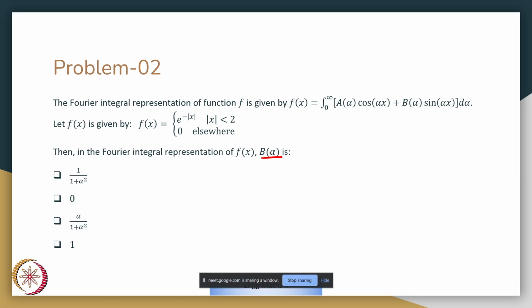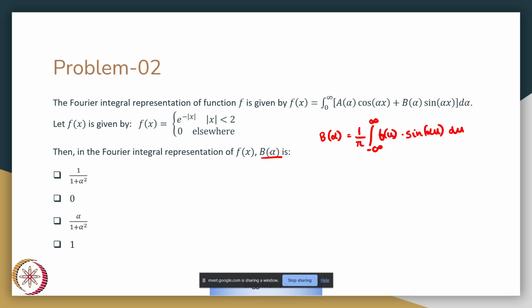So if you remember, how do we calculate b of alpha? It's a procedure that is analogous to calculating coefficients of the Fourier series, from where we conceptually derived or arrived at the Fourier integral representation. So b of alpha is nothing but integration from minus infinity to infinity of f of u sine of alpha u du.